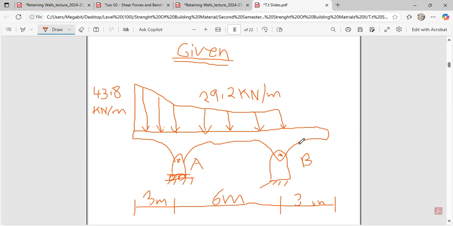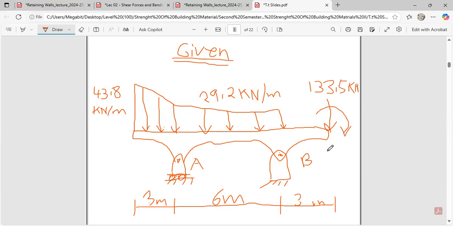Okay. From there, we realized that there was a moment over here. You can see that it's just a point load at free end. And the point load at free end was 133.5 kilonewton. I told you that the kilo means 10 exponent 3. So here is the moment.